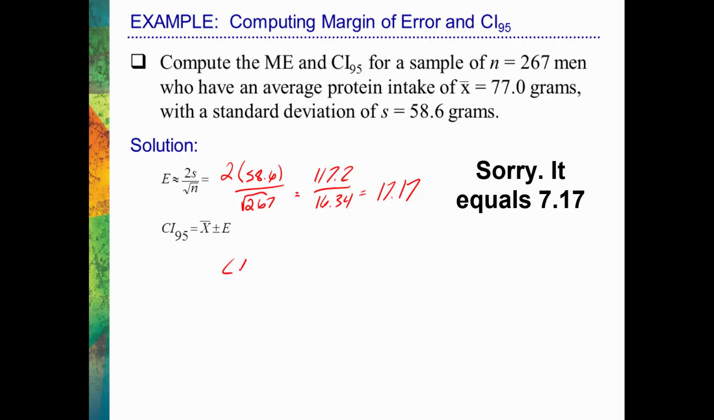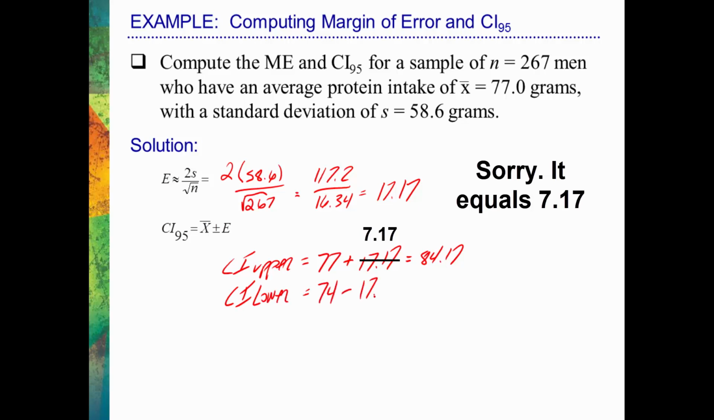So let's first compute the upper portion of our confidence interval. We're going to take that sample mean of 77 grams and then add 17.17. Let's see, 77 plus 17 would equal 94. So we have 94.17 grams. And now let's compute the confidence interval lower value. That's going to be 77 grams minus 17.17. Let's see, 77 minus 17 equals 60, so it's going to be 59.83. Yes, that looks right. And of course, we can verify with our calculators.